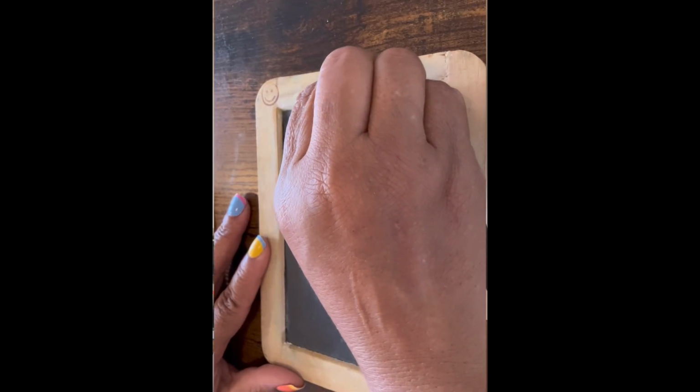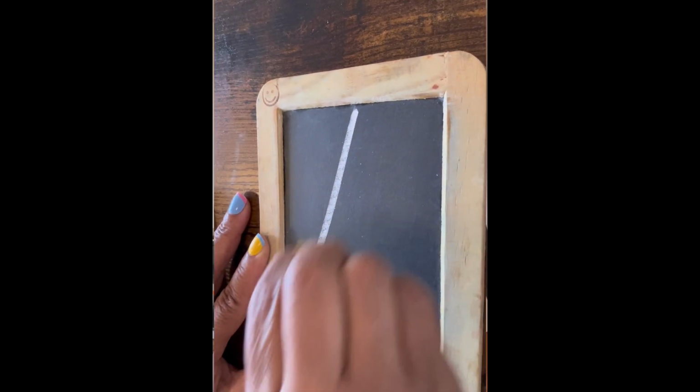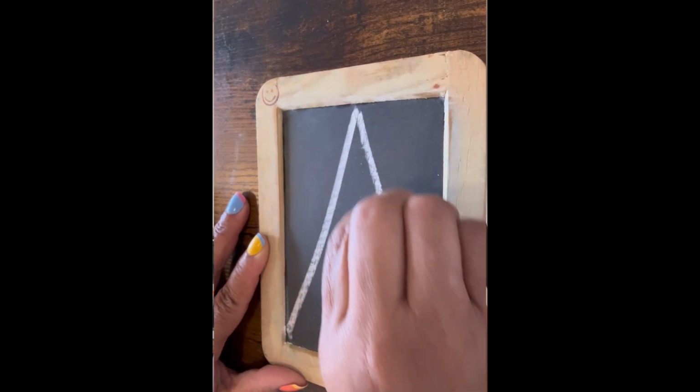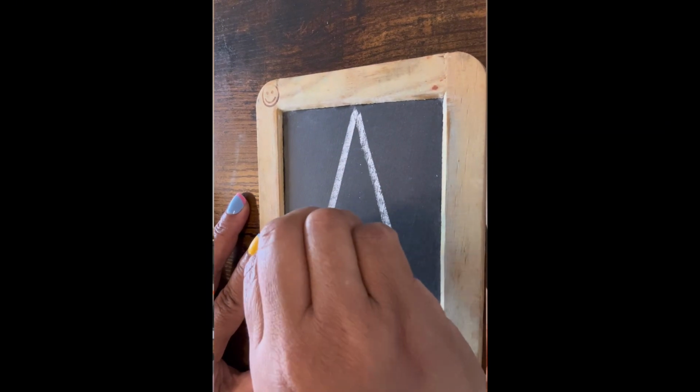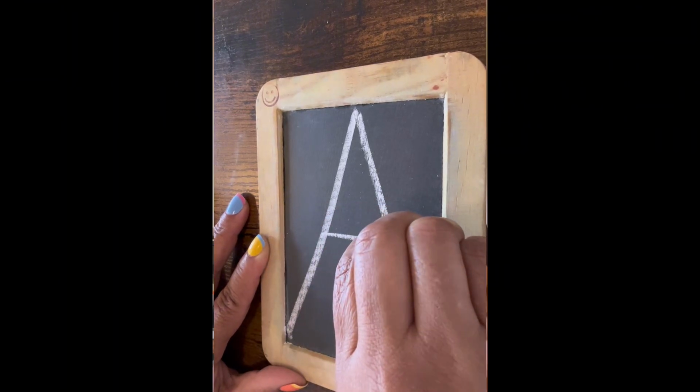Starting at the center. Big line slides down. Back to the top. Big line slides down. In the middle, little line. And those are all of your center starting capital letters.